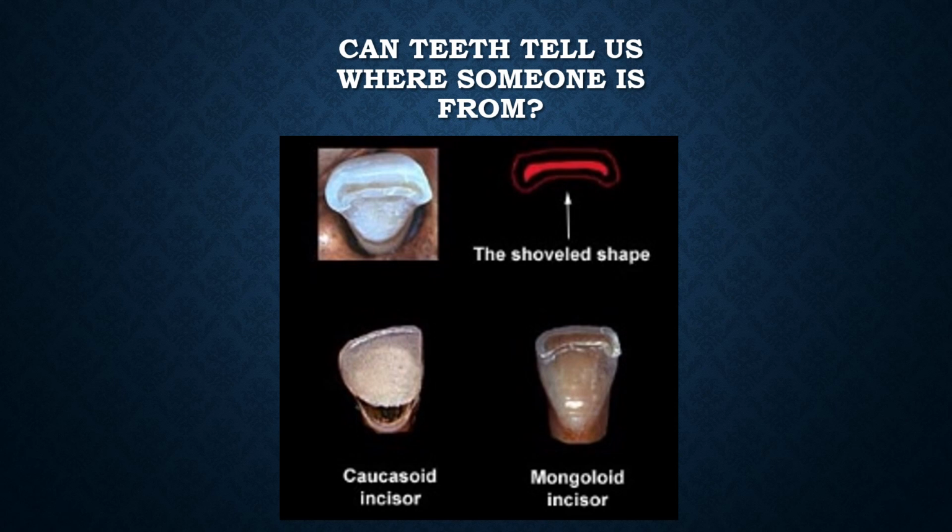If you look at European and African incisors, on the other hand, they're very straight all the way across, whereas in an Asian and Native American incisor, there's a little bit of a ridge on both sides. We call that being shovel-shaped.